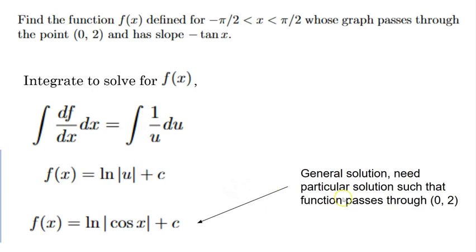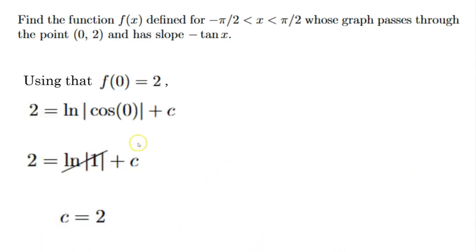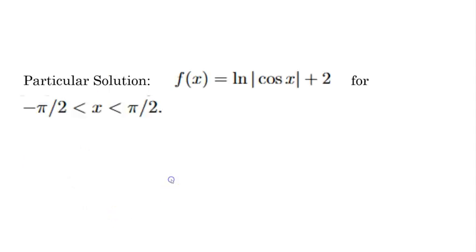Now, how do we do that? Well, we simply have to plug in these coordinates respectively. 0 should go into the x, and 2 should go into the y, or the f of x. Now we have 2 equals ln of cos 0. Cos 0 is simply 1. So we have ln of 1, and ln of 1 is simply 0. So we're left with c equals 2. Now we replug that back into the function, and we have f of x equals ln of cos x plus 2 for this domain.